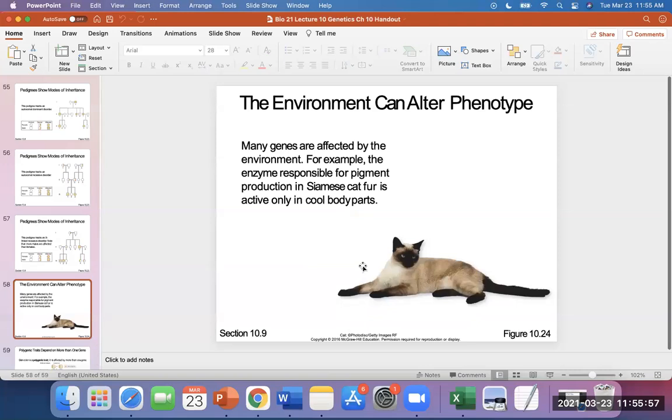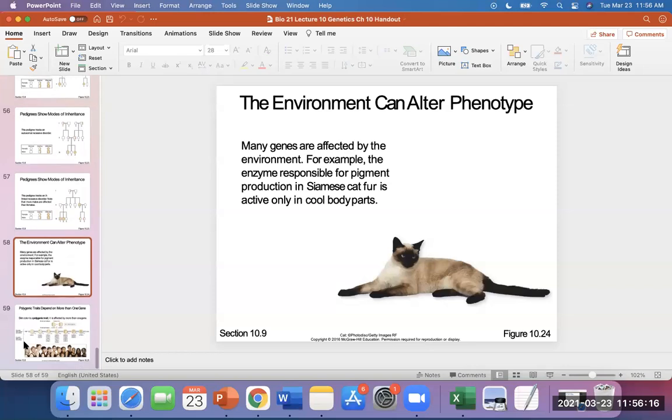Same thing for the Siamese cat. It says environment can alter phenotypes. It's black in the paws, the tail, and the face because it's cold in those areas. But if this cat was living in an area where it snows a lot and it's really, really cold, maybe it would be all black fur on this cat.